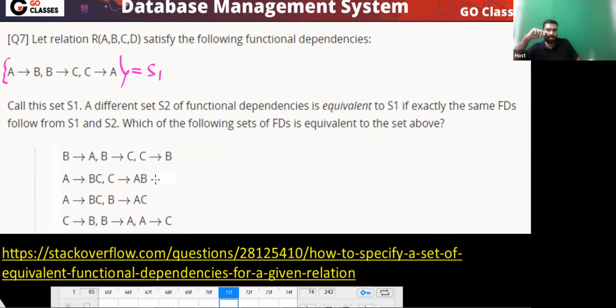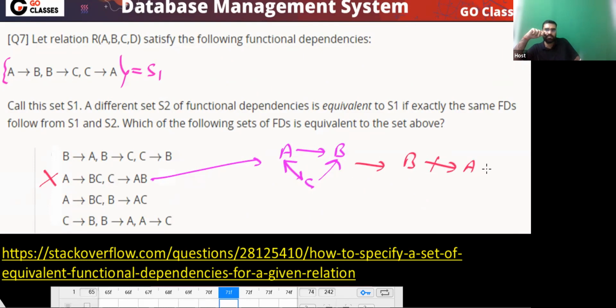Okay, what about this one? You can notice A can determine B, A can determine C. C can determine A and C can determine B. So now there is a cycle. Now A can determine B, A can determine C, but B cannot determine A comma C. Yes or no? So this is also not equivalent.